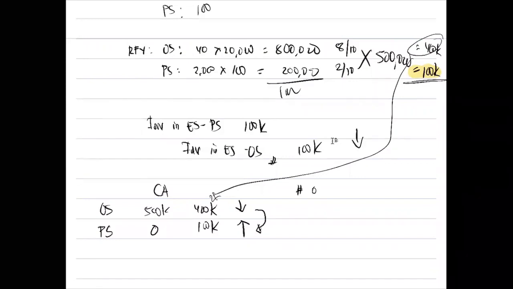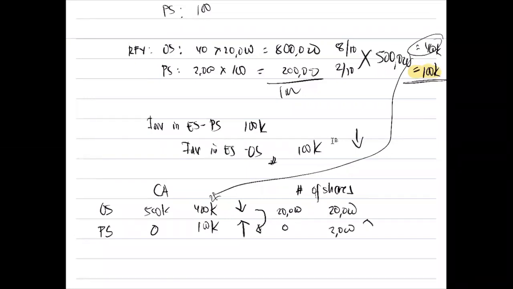As to the number of shares, in your OS before, we have 20,000 shares. Now it's still 20,000. On your PS before it is zero, now we have 2,000 because of the stock dividend. So what is the effect on your number of shares in PS? Increase.